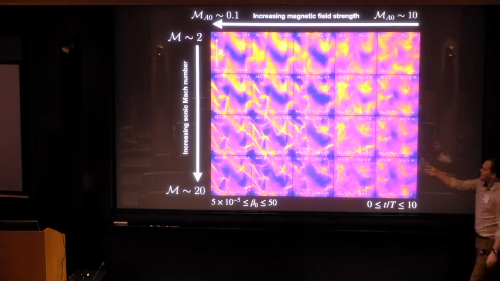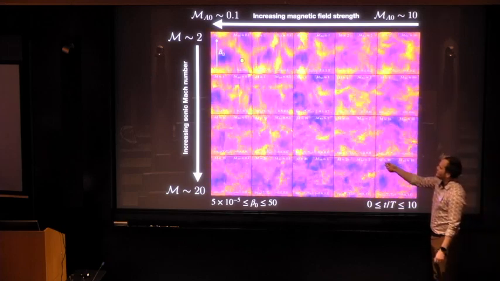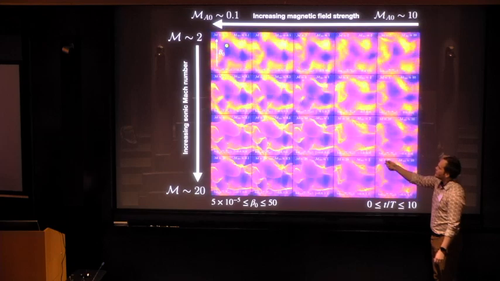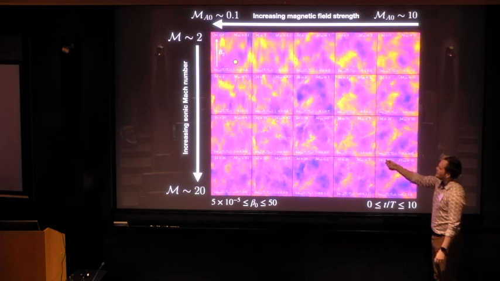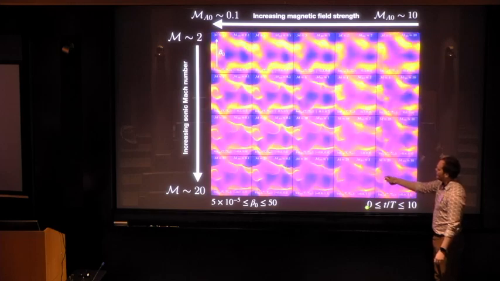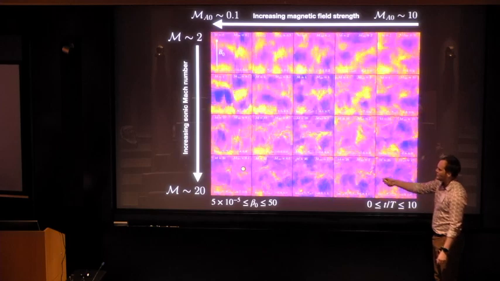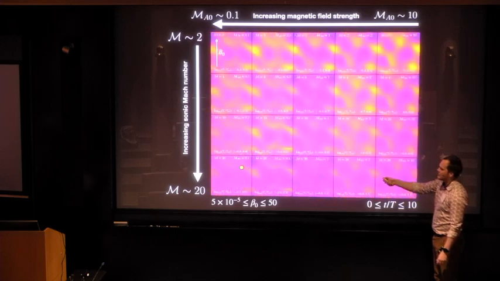So up here, you can see some extremely anisotropic behaviors. You see these beautiful striations appearing, all these striations that run up along the magnetic field. And then down here in the high Mach number case, still sub-Alfvénic, you see all these perpendicular shocks running across the magnetic field.